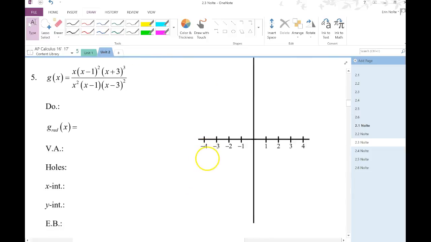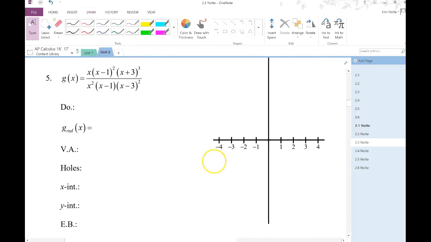Okay, here we go, number 5. Now this one looks awesome. Okay, you guys ready? Domain restrictions. X cannot be what?